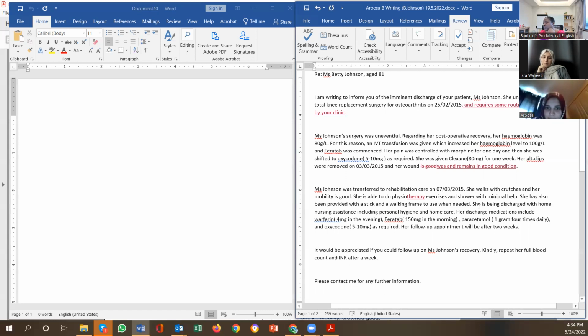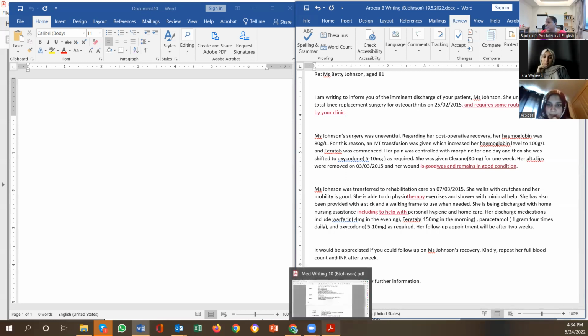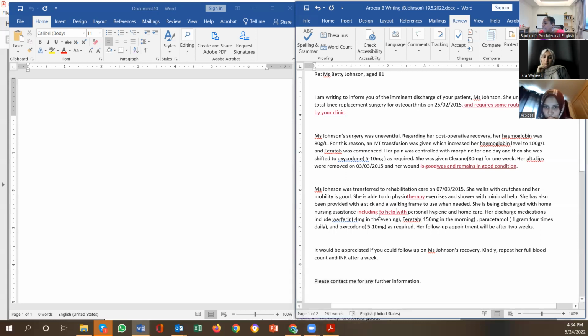Fine. She's being discharged with home nursing assistance. Not including, yeah, including made it like nursing to help with, or to help with personal hygiene, and home care actually sounds like housekeeping. Because they wrote it like this. That's why. In the case notes, it's like that. Okay. Well, once again, if it's in the case notes, then that's fine. Okay. Nursing assistant to help with that.